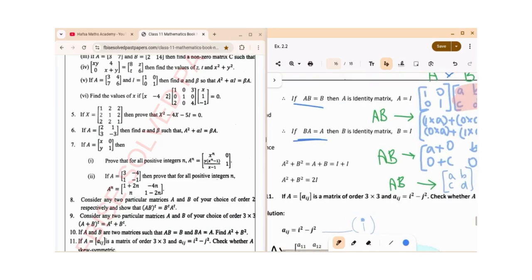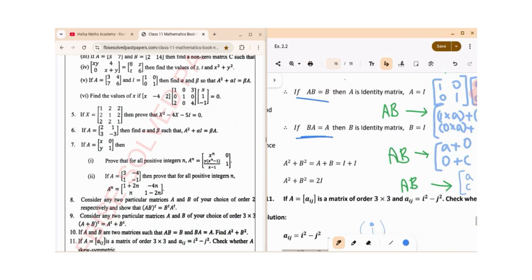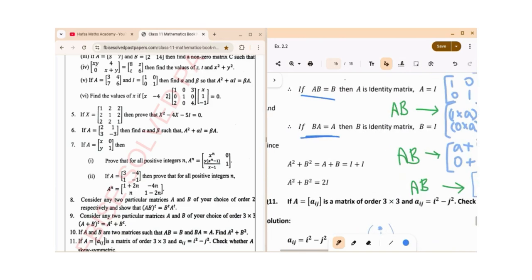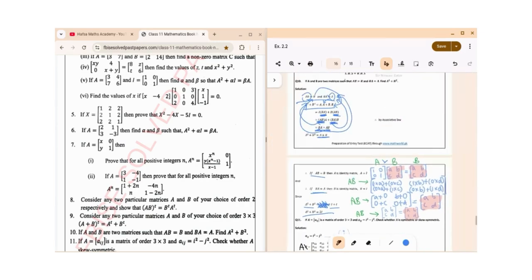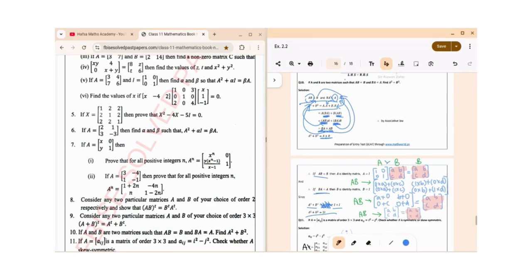And then, since we've proved that A and B are both identity matrices, you can say that A squared plus B squared, which we first proved as A plus B, is now equal to identity plus identity. So we can just scribble that part out now. A squared plus B squared is equal to 2 identity matrices. I hope that made sense. This question was really confusing and kind of stupid, but yeah.